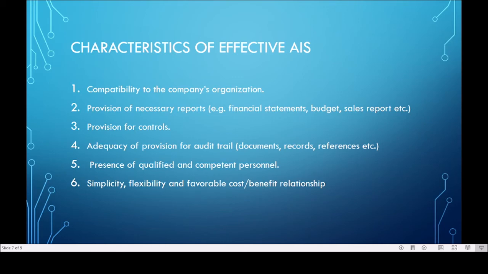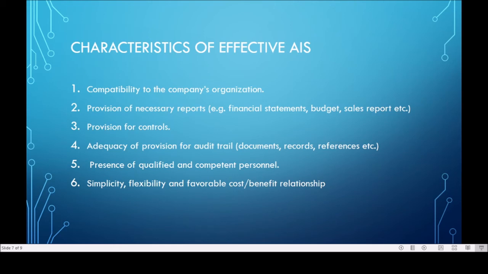Flexible means it is able to gather information in spite and despite of the changing accounting standards and policies. And it can also generate information in spite and despite of the changing tax code or the tax policies.